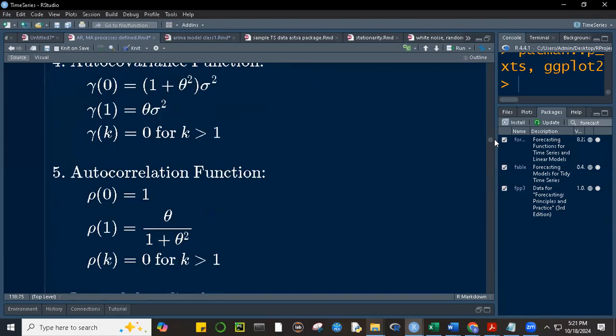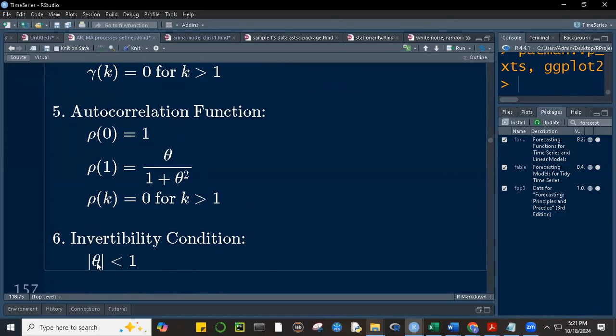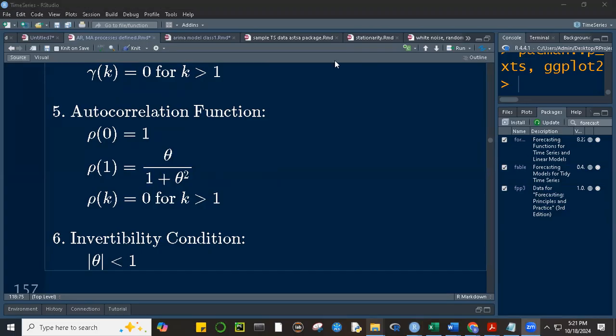Okay, so here, class, kita natin dito, ganun din, may condition tayo dito. Theta should be less than 1 din, yung absolute value niya. So parang pareho to ng phi, no? Kaso, class, ang tawag dito, invertibility. So this is something very interesting, class. Ano ibig sabihin ng invertibility na to? Okay? What's the meaning of invertibility?